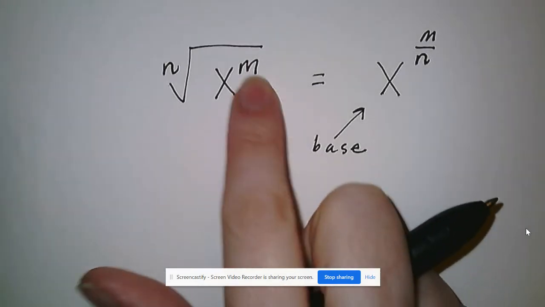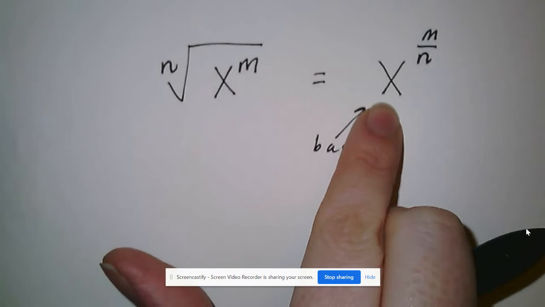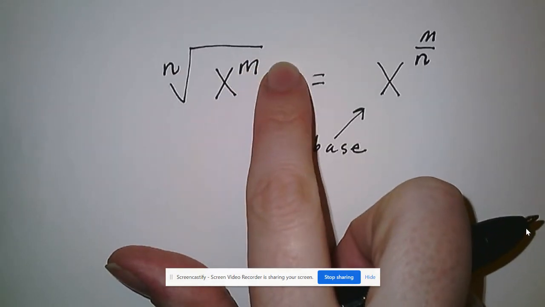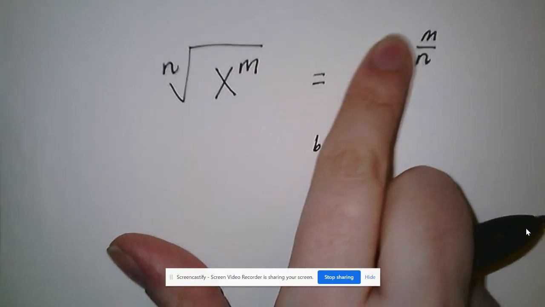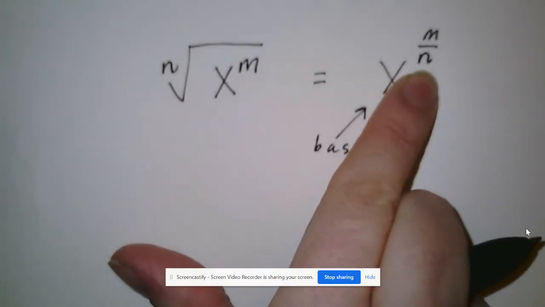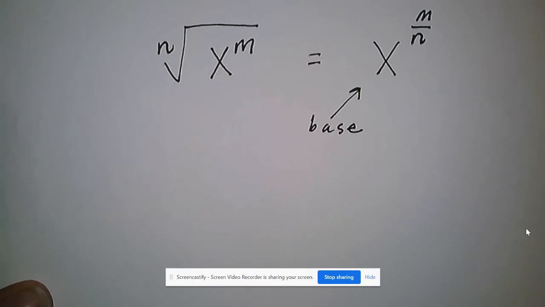So if you're given something like this in radical form, our base comes over here. That's the radicand. Our exponent that's on there moves to the numerator, and our nth root is our denominator. So again, this is going to come in handy when we actually solve equations, because sometimes it's easier to write something in one way versus another. Okay, so let's actually just practice doing this.